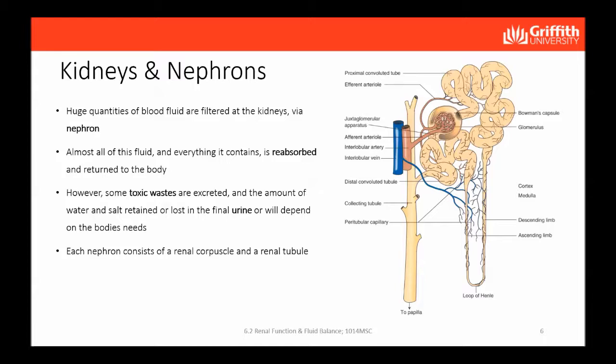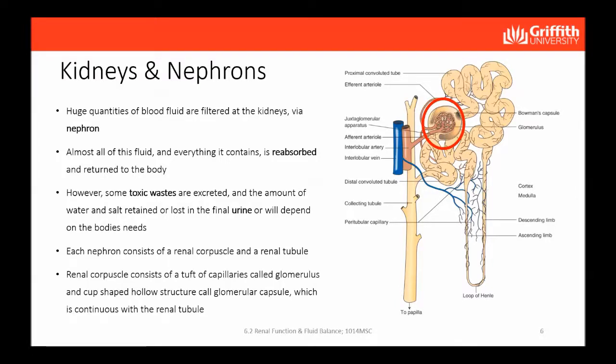When we look closely at the anatomical structure of the nephron, each nephron consists of a renal corpuscle and a renal tubule. Each renal corpuscle consists of a tuft of capillaries called the glomerulus, and a cup-shaped hollow structure known as a glomerular capsule, which is continuous with the renal tubule.